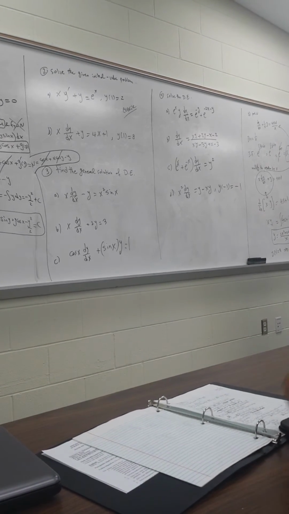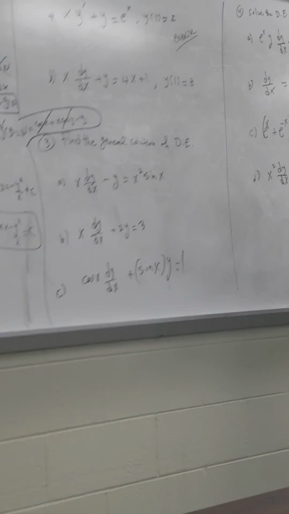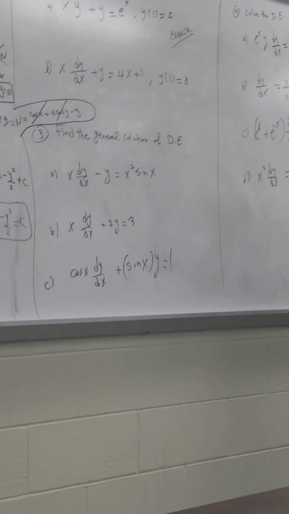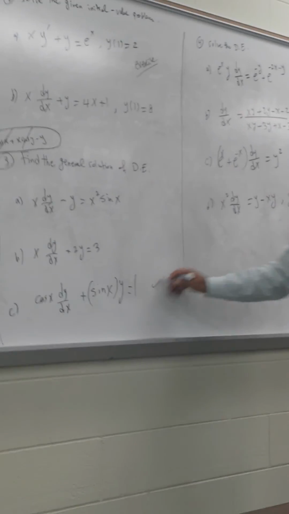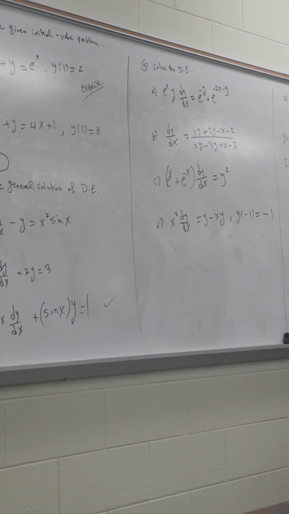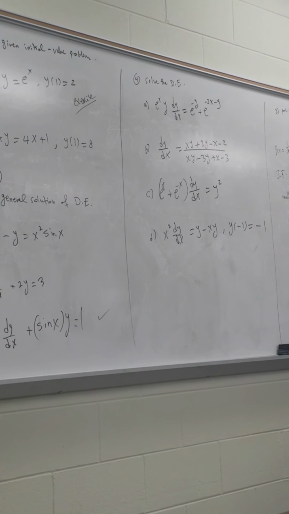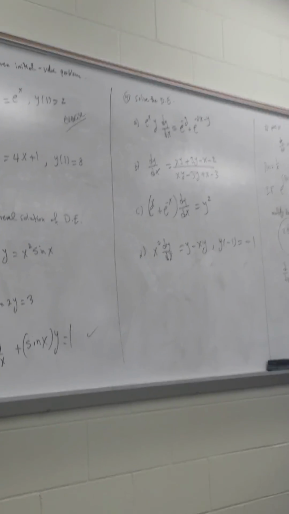Okay, so let's do one from this list. Let's see which one. We need the general solution of, let me try C, okay? Let's try C from number 3. C is what? You need to solve cosine x dy by dx plus sine x y equals 1. So how do we solve this equation? How do we find the general solution of this equation?